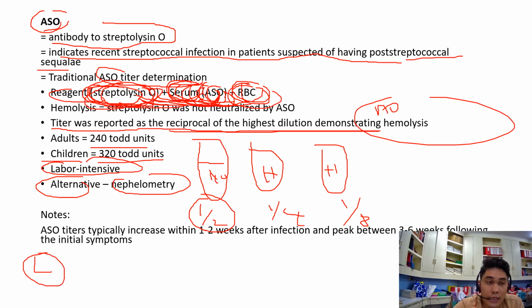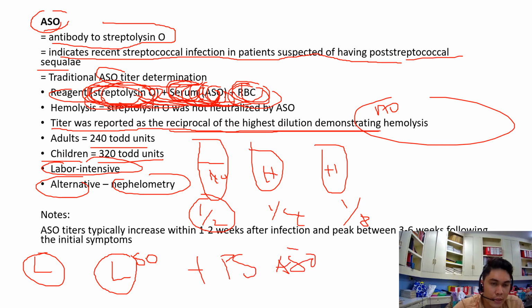Now, another way of measuring ASO is using latex. So latex agglutination. So it's simpler and easy to perform. So in latex agglutination, the latex particle is coated with streptolysin O. So if this is the latex particle, it is coated with streptolysin O. So if the patient specimen contains ASO, the ASO present in the patient specimen will react with streptolysin O coated on the latex particle.